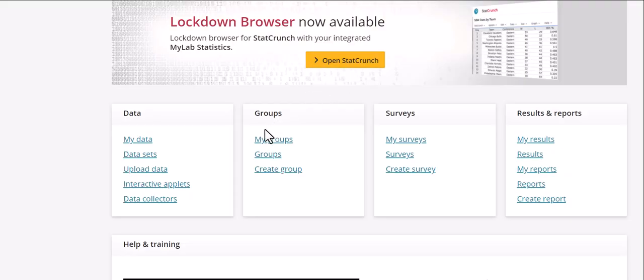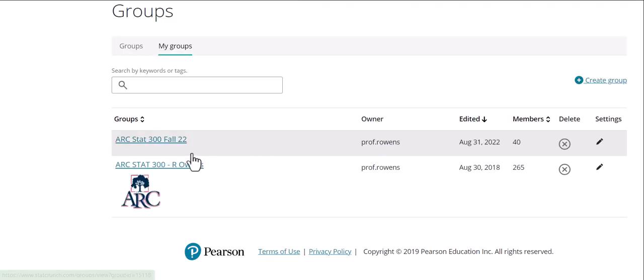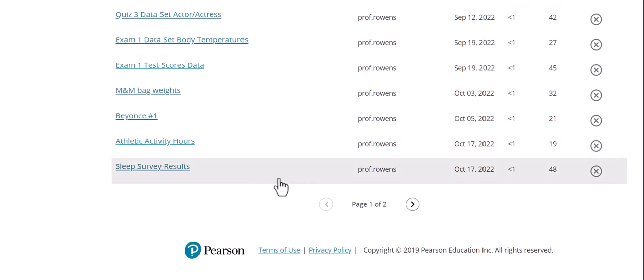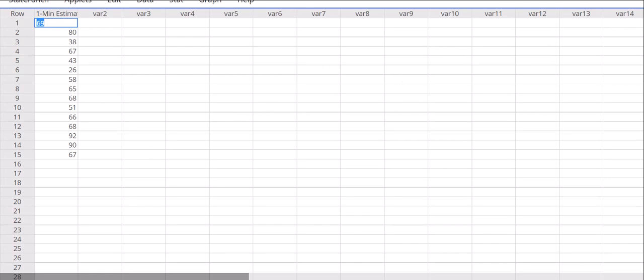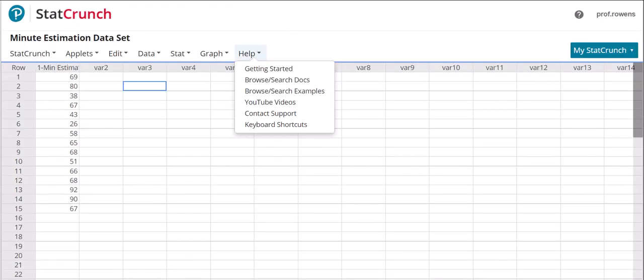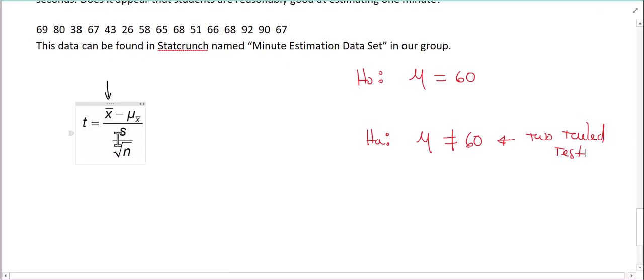What we're going to do is click on StatCrunch from your MyLab, and then go to My Groups. And from your groups, go to our ARC Stat 300, and it was minute estimation. So there it is. Click on that. And so here is our data. In order to find our t statistic, let's look at the formula for our t statistic. Notice that we need x bar, and we need the standard deviation, and we need the size of the sample.